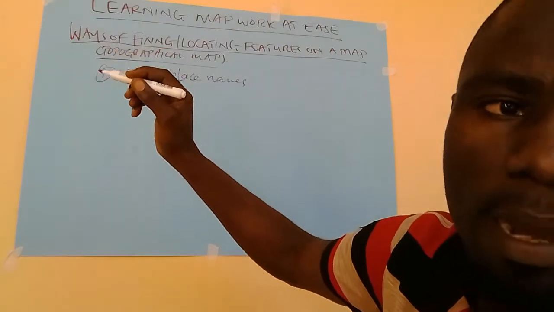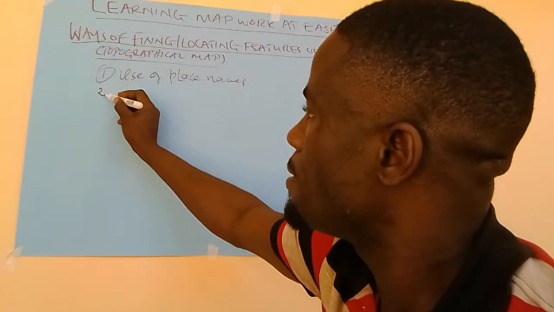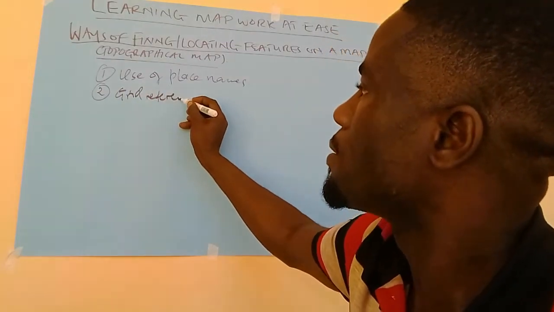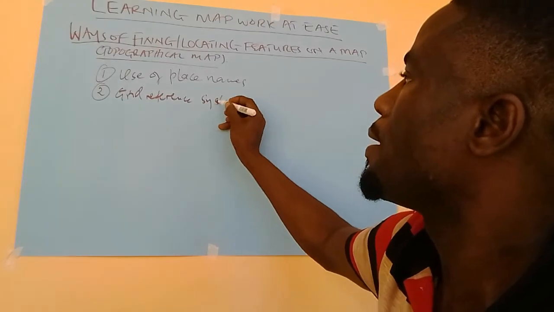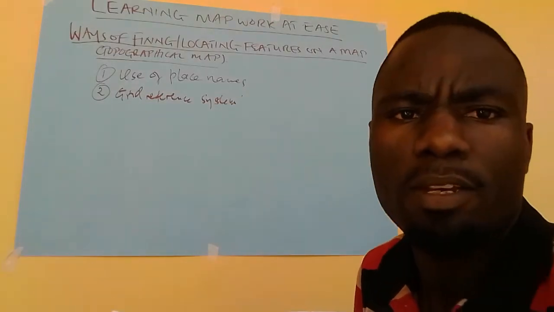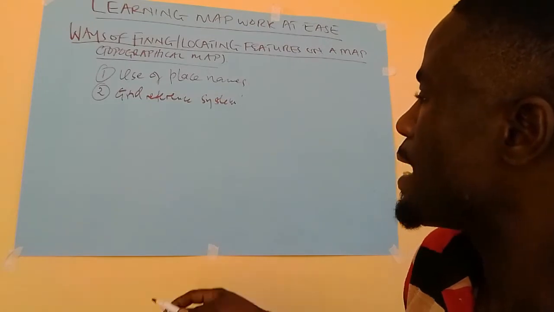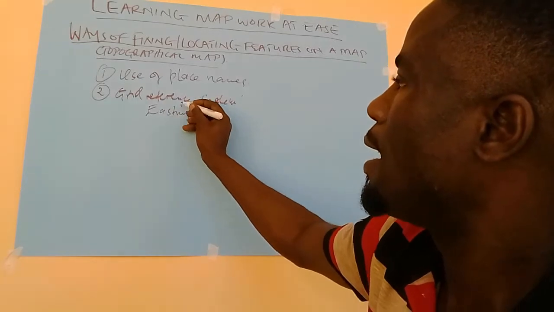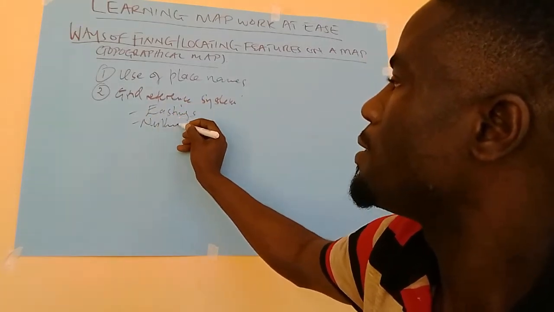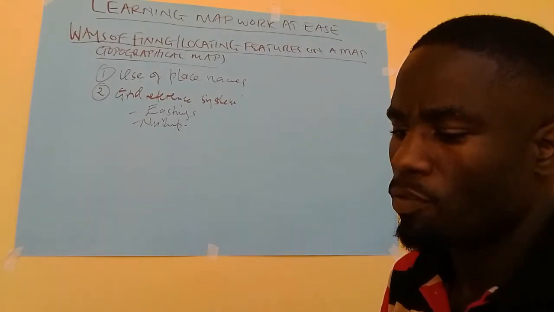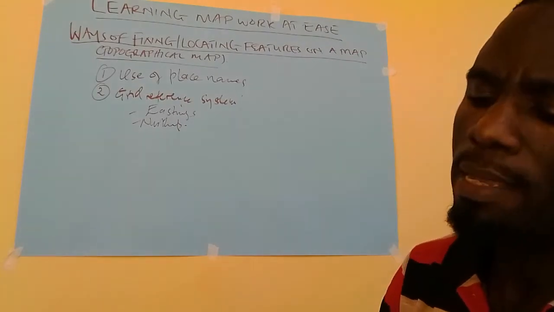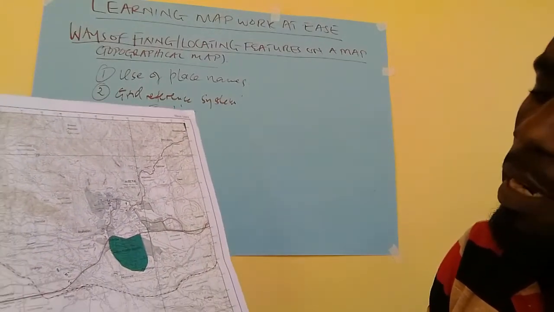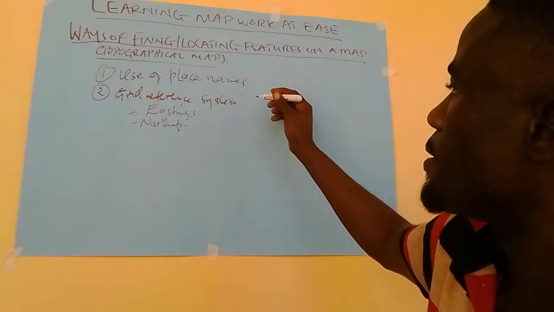Another way we can use to give evidences is use of grid reference system. Grid reference system, this is a network of eastings and northings. These are lines that are drawn on a map. Eastings are imaginary lines drawn on a map that increase in number eastwards.